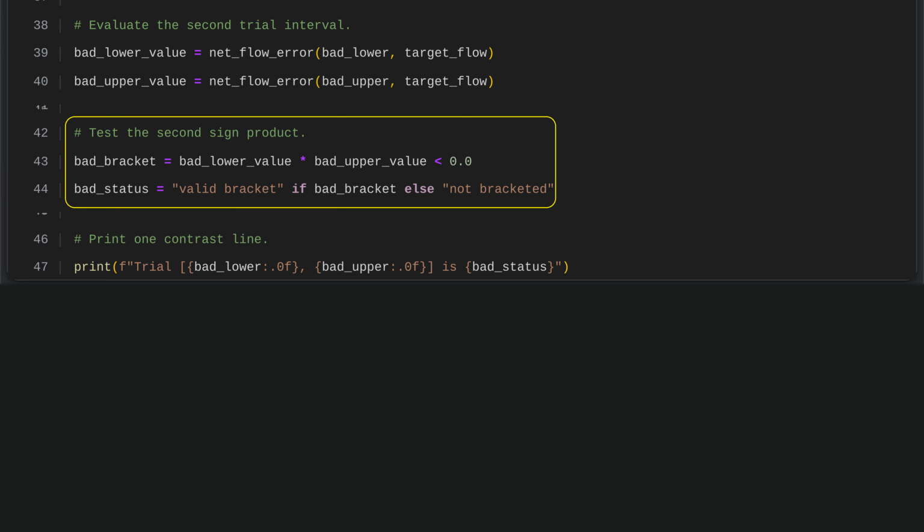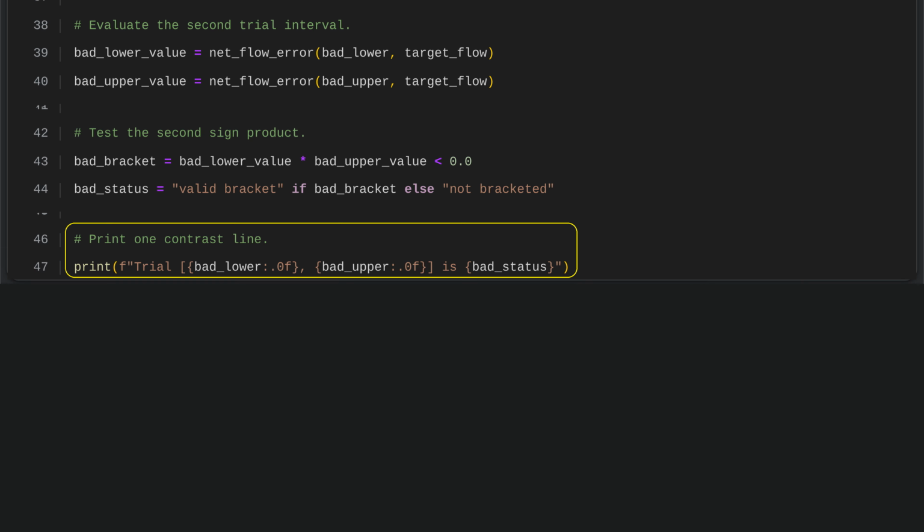To check whether an interval contains a root, multiply the function values at its lower and upper ends. If the product is less than 0, the signs are opposite, so the interval is a valid bracket. Otherwise, the root is not bracketed, and the interval is not suitable for methods such as bisection.